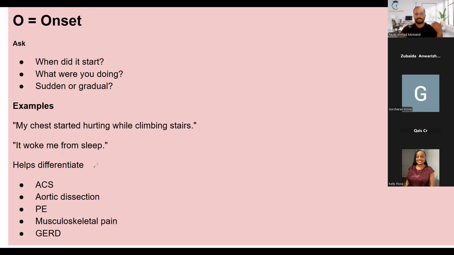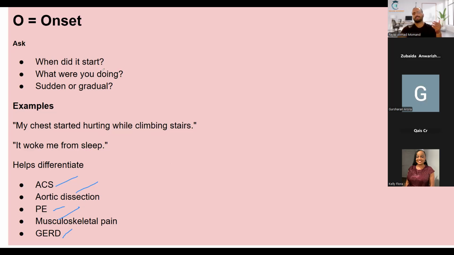This is another differential, but these three questions are very quick to cover. They help a lot in determining what the cause is and what we are going to do next. These questions will help us differentiate or narrow down our diagnosis to acute coronary syndrome, aortic dissection, pulmonary embolism, musculoskeletal pain, GERD.